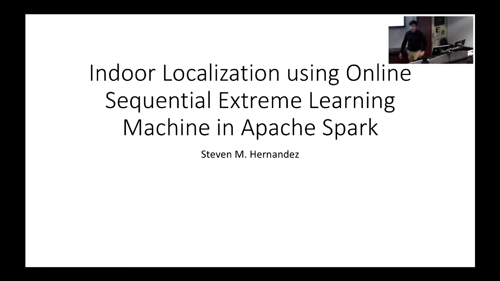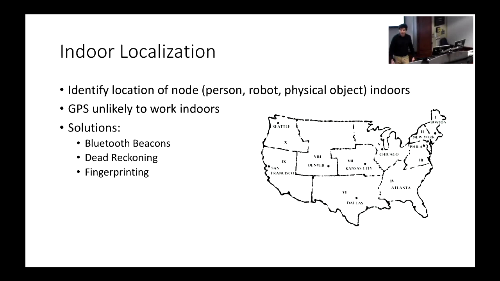So my project involves indoor localization with online sequential extreme learning machines, which I've implemented in Spark, as well as Spark Streaming. So what's indoor localization? As the name implies, you're just trying to find the location of a device, a user, within an indoor space. Outdoors, you can use GPS, and that's fine. When you're indoors, there's lots of interference with GPS signals, so you need to find different ways to handle that.